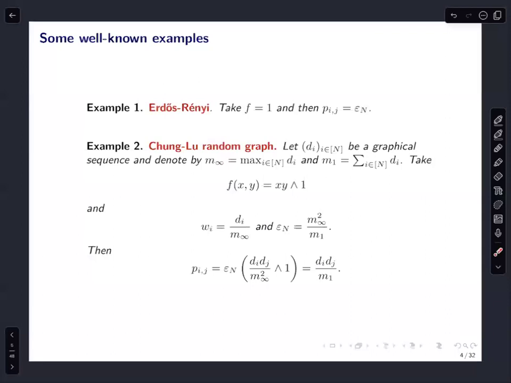And you can see that di is always less than the maximum degree, so this minimum with 1 is a fake thing. So you can assume that di dj by m1 are your connection probabilities. Now, this is not the usual way you look at the Chung-Lu graph, but I'm putting it in my setting in this form because for me it's easier to work in this setting.